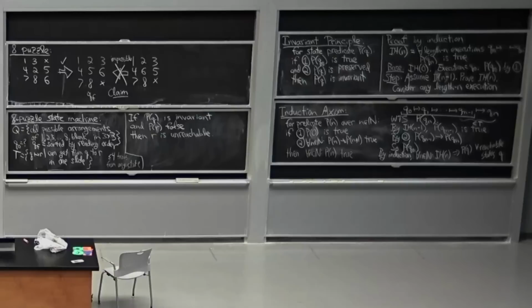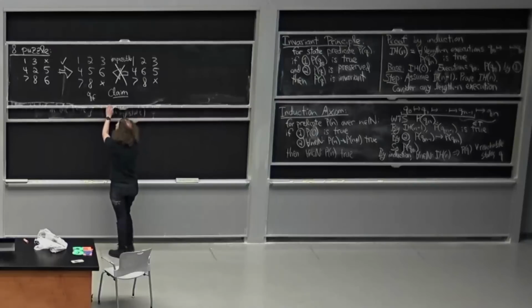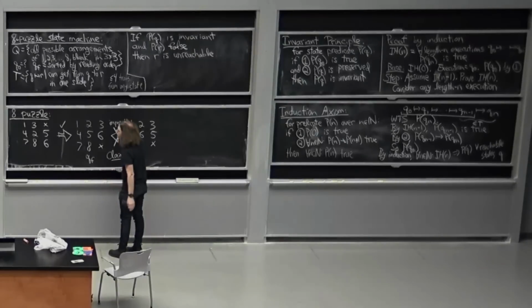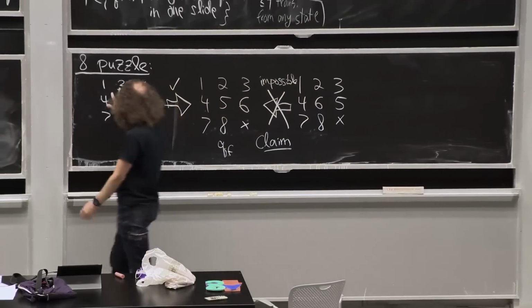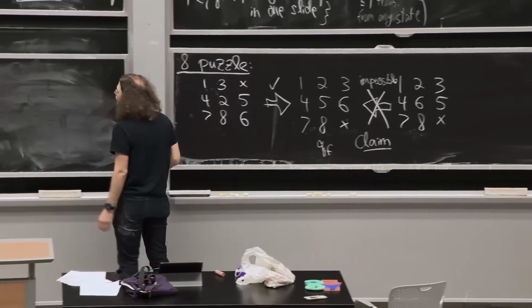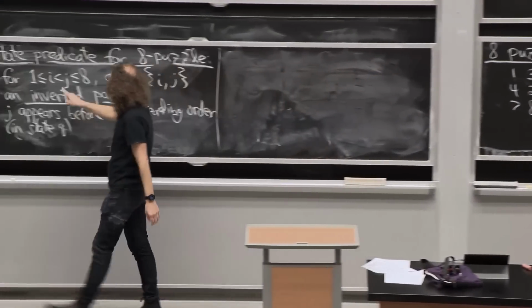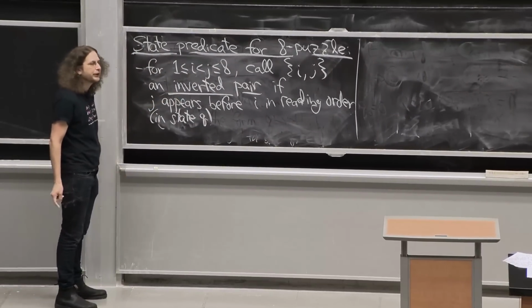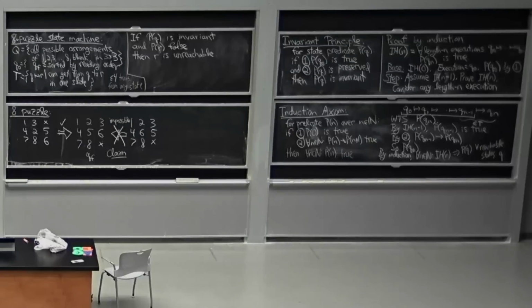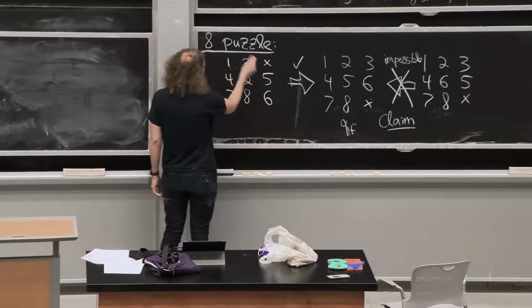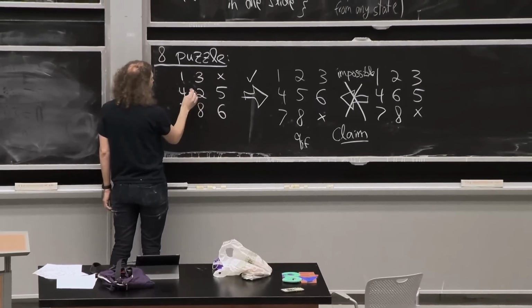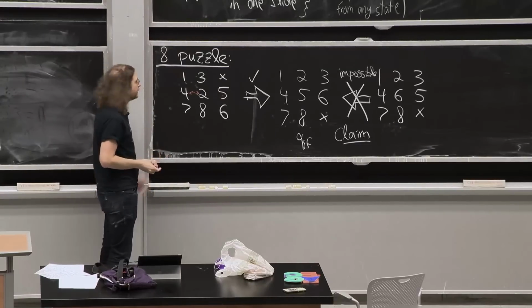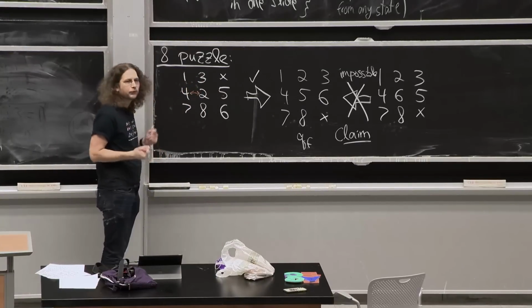So let's look at inverted pairs in these 3 examples. An inverted pair is 2 numbers, so not the blank, but 2 numbers between 1 and 8. I want i less than j, and yet I want j to appear before i in the reading order. So for example, in this picture, this state, 2 and 4 are inverted. In reading order, 4 comes before 2, yet 4 is greater than 2.